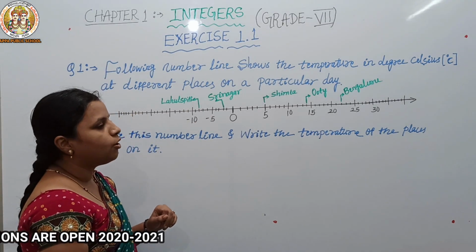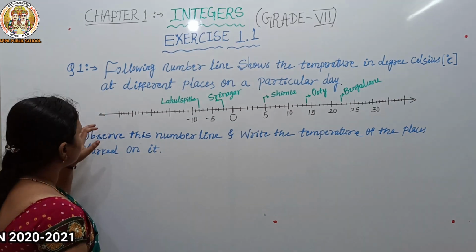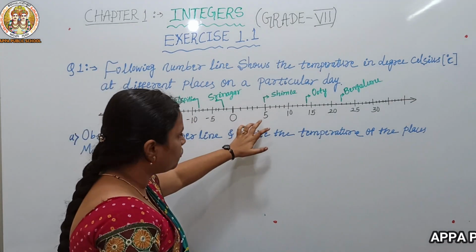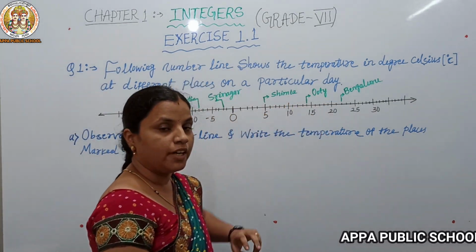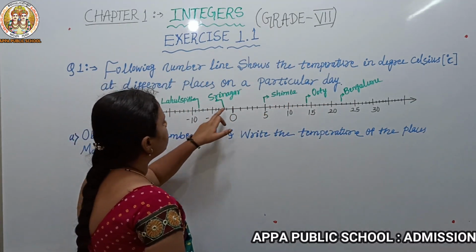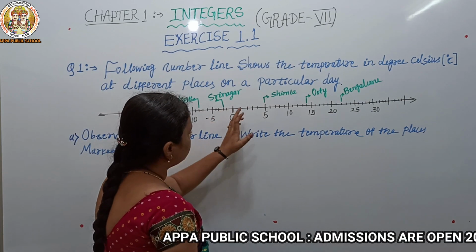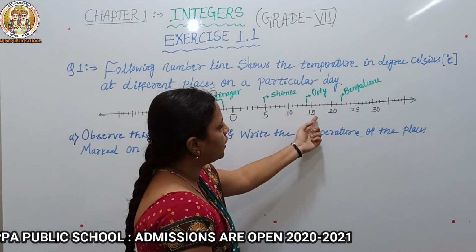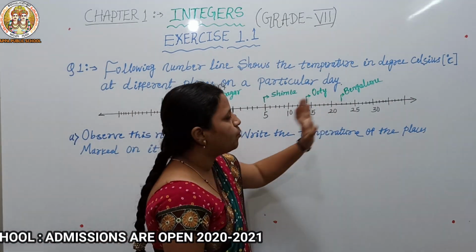So this is the number line. On the number line, at different values we have different places. See here, this is the 0 and there is a difference of 5: 0 to 5, 5 to 10, 10 to 15, 15 to 20. This is the positive side.